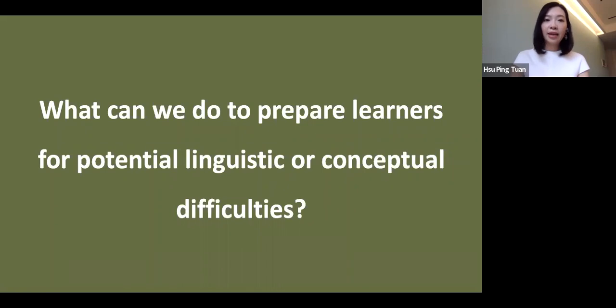Reading activities, vocabulary activities. Okay, showing an image.